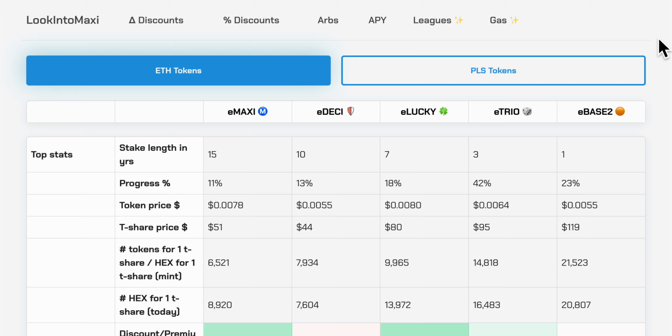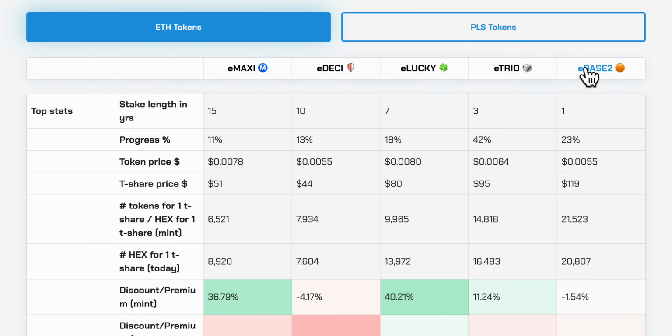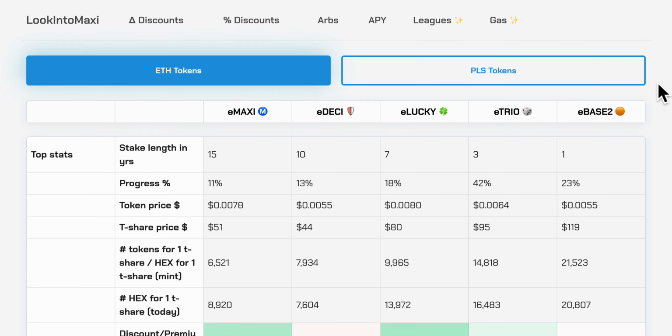Hey everyone, so in this video I want to just update you on the base period 2 data being added to the site. So as you know, we had a 1 year stake for base, and that was period 1. All the perpetual stakes started on the same day, but base being a 1 year stake, that ended first. And I can't believe it, but it's already 23% of the way through the second stake period.